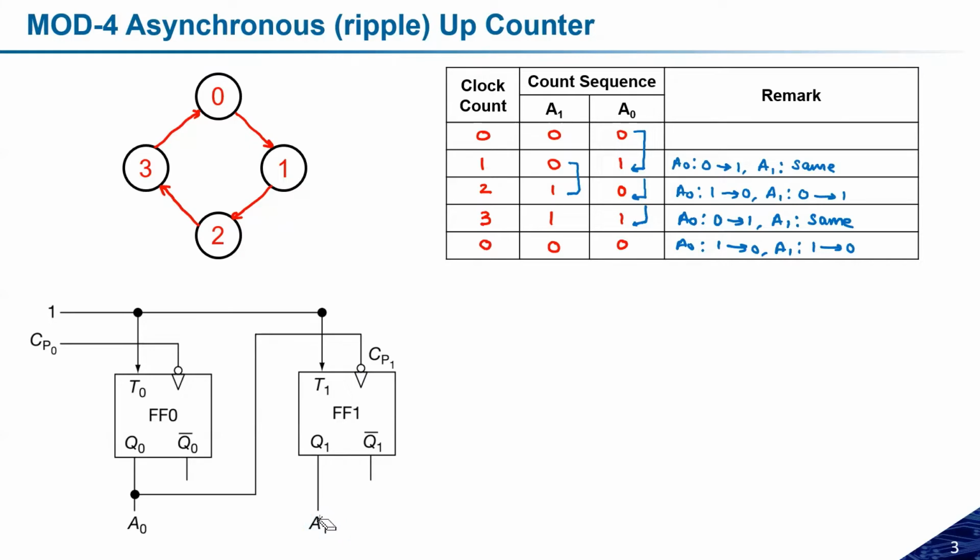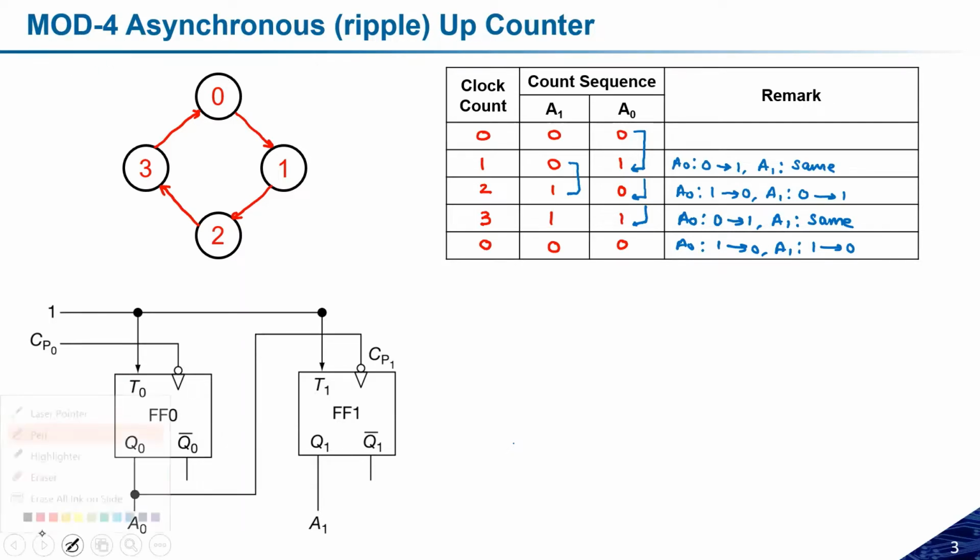And one thing that is important, to make it toggle, I have to connect the T inputs to logic high, because we know that if T is equal to 1, then the output will toggle between each other. So this is how we need to make T equal to 1. Okay, so this is the simplest circuit for a mod 4 asynchronous up counter.